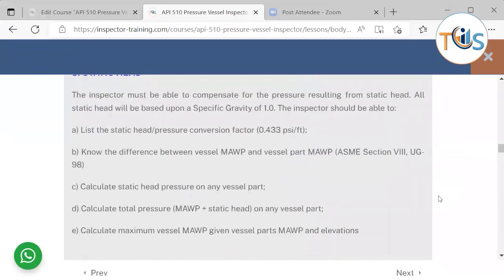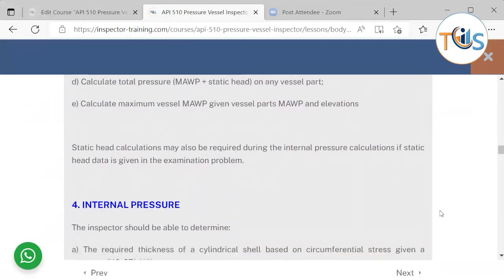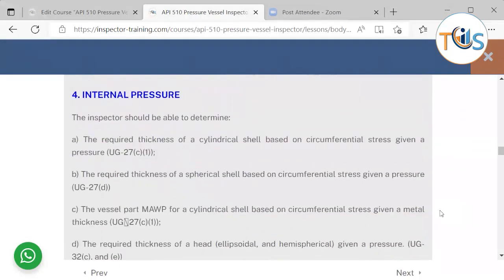You should know about the static head. Based on water with a specific gravity of 1, for each foot you have a 0.433 psi increase in pressure. So if the pressure at the top of the vessel, for example, is X, and the height of the vessel is say 10 feet, then you have 10 times 0.433 extra pressure because of the static head at the bottom of the vessel. So the total pressure would be the static head plus the maximum allowable working pressure at the top. So you should be able to do this simple calculation.